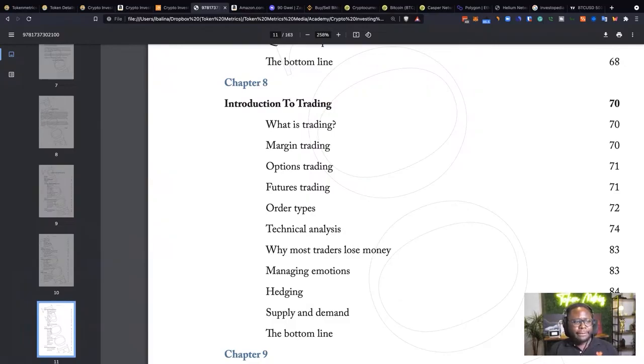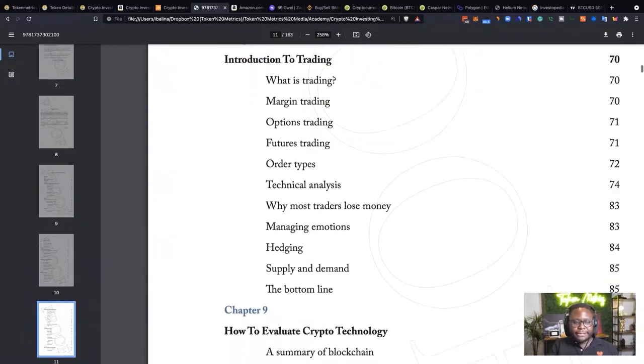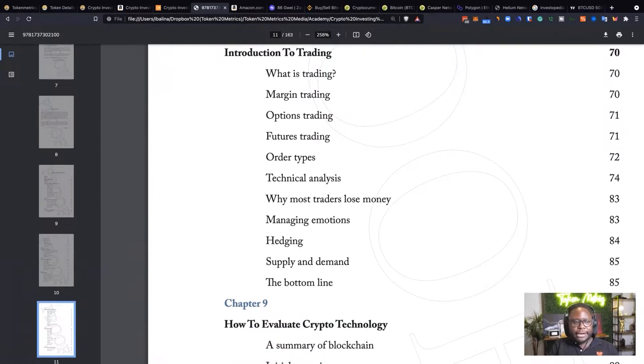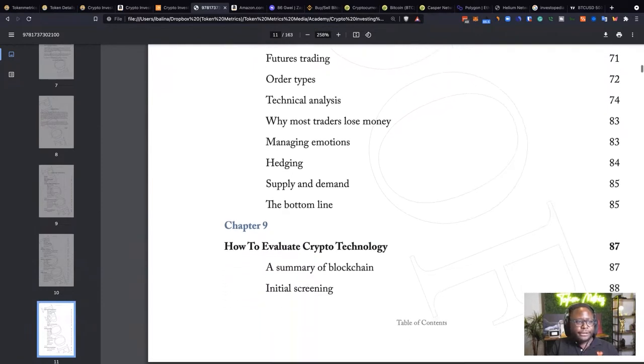Options, futures, all that, I would just read the book. That's a very technical topic, and it's not my forte, so I don't want to speak on it too much. But just learn to manage your emotions, learn how to hedge, have an entry and exit, know when to get in and get out before any trade, and have a system. Remove the emotions completely out of it. And that's what I would say about trading.